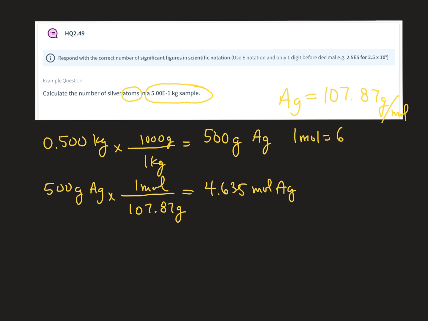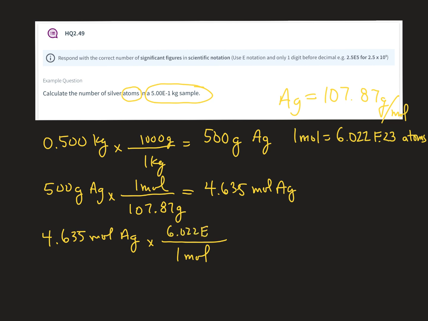The next conversion I need to know is that Avogadro's number tells me for every 1 mole, I'm going to have 6.022 e to the 23 atoms or molecules, depending on what we're talking about, right? So that's the next conversion to say, I've got 4.635 moles of silver, and I know for every 1 mole of silver, I need to have 6.022 e to the 23 atoms of silver.